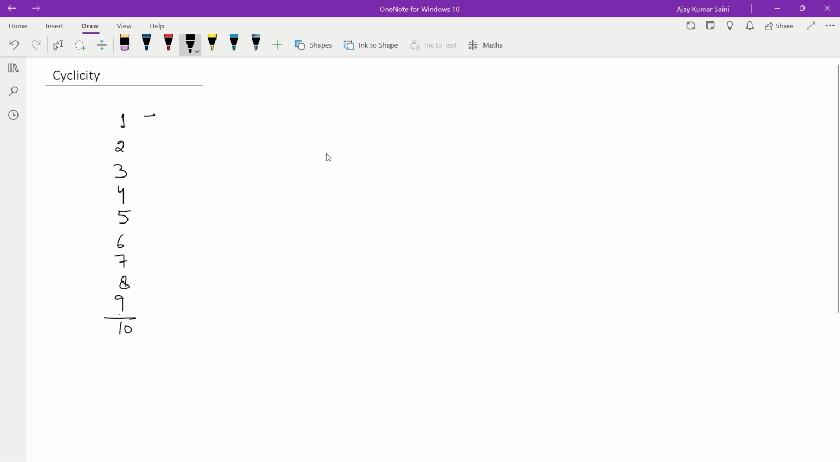So for 1, if the power of 1 is 1, then the value of it is 1. If the power of 1 is 2, then the value is also 1. If the power of 1 is 3, then it is also equal to 1. So what you see here is that the cyclicity of 1 is 1.